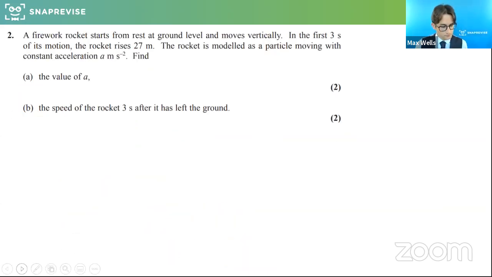So here we go. A firework rocket starts from rest at ground level. So this is coming back to a comment from earlier. What's the starting position? Is that important? Yes, absolutely. In the first 3 seconds of its motion, the rocket rises 27 meters. The rocket is modelled as a particle with constant acceleration. So we know it's the SUVAT topic. Find A. So I'm going to give you a chance to have a little think about that. And as always, my advice: S, U, V, A, and T. What do I know and what can I fill in?